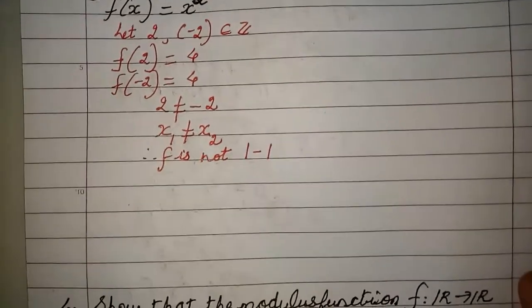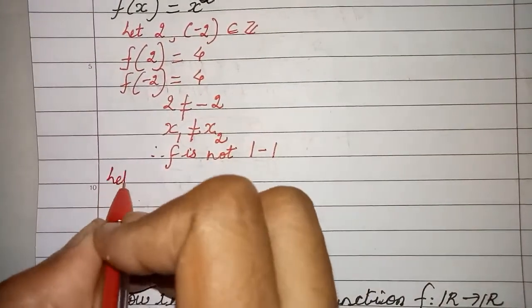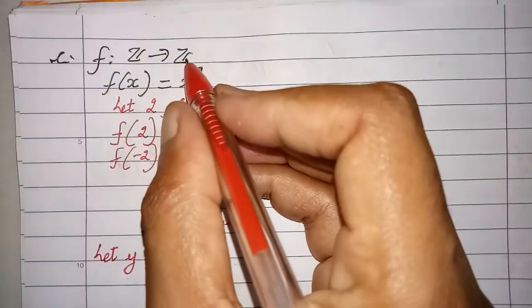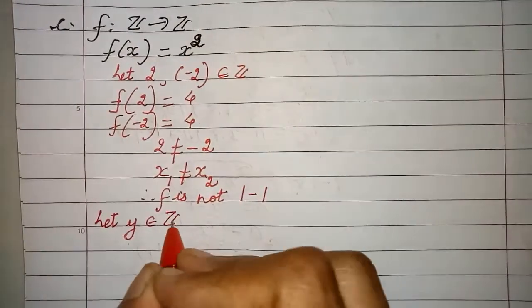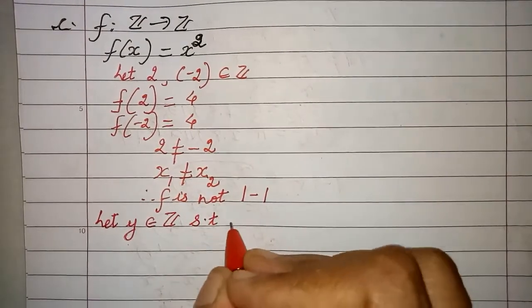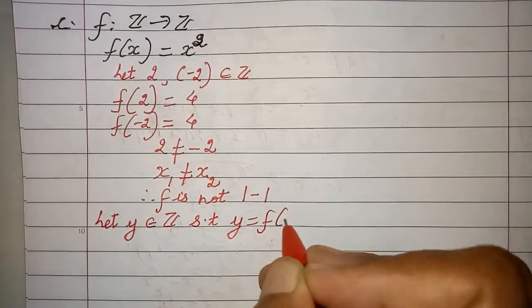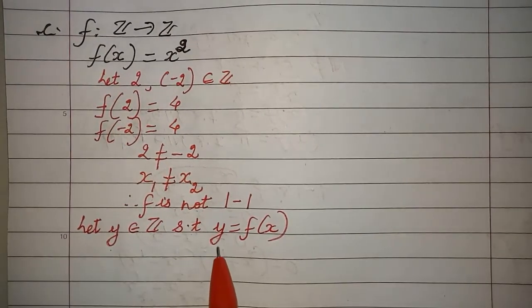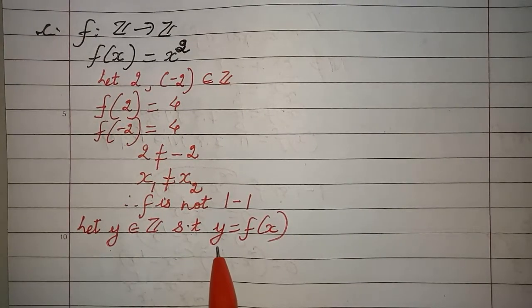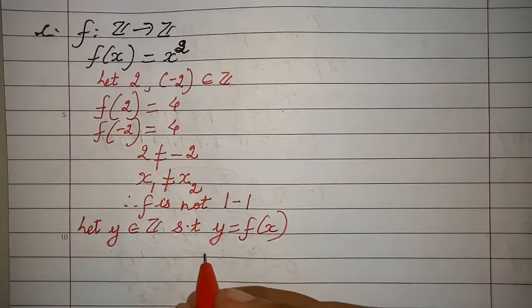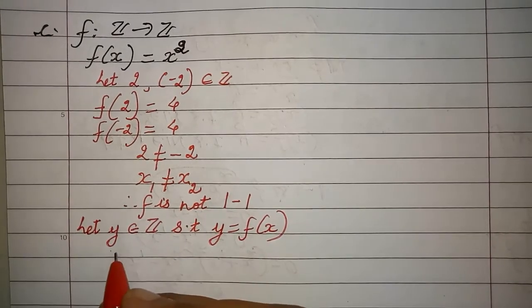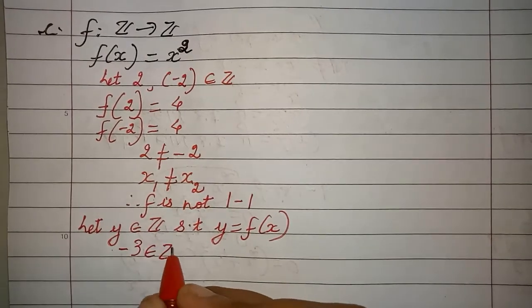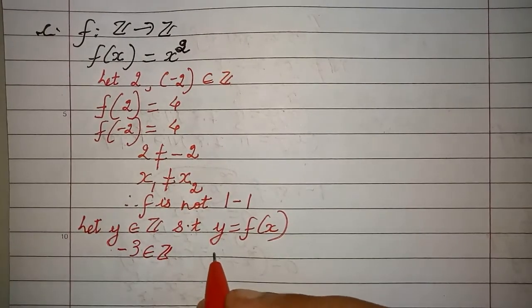Okay. Now coming back to your onto function. The same procedure: let y belong to the codomain, which this time is Z. So let y belong to Z such that y is equal to f of x. Now if I take y as, say, minus 3, I'm going to take minus 3 belonging to Z. If I take minus 3 belonging to Z, what will happen, children?